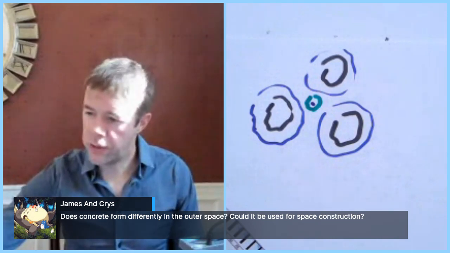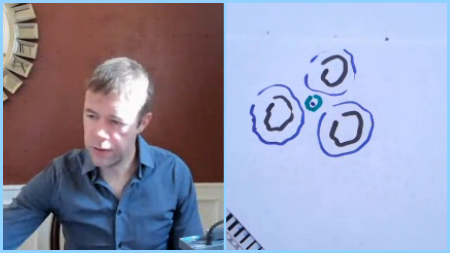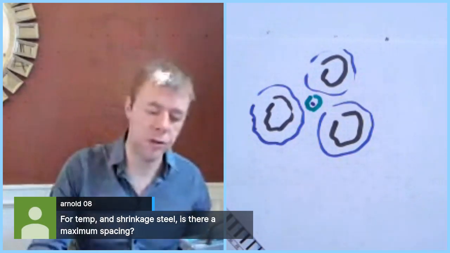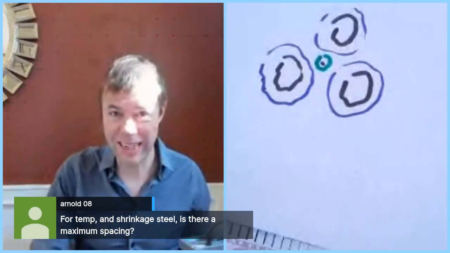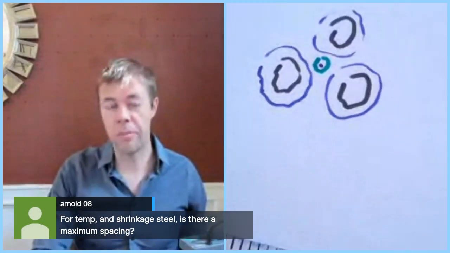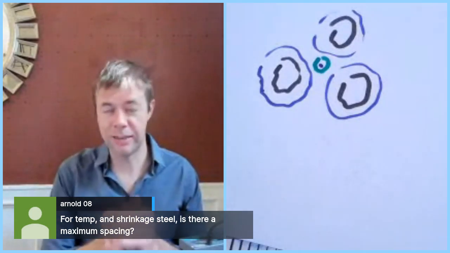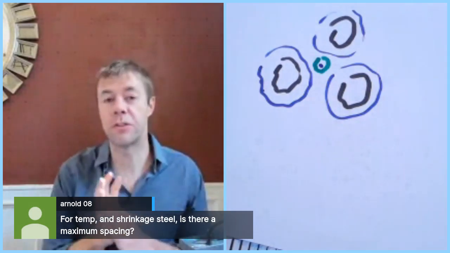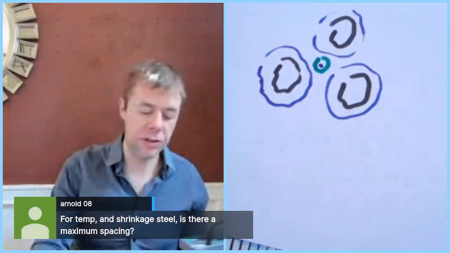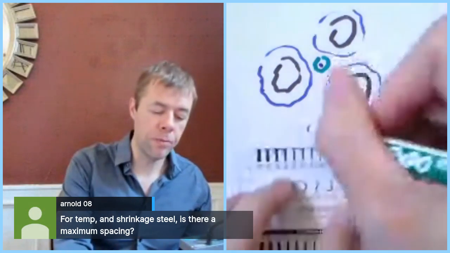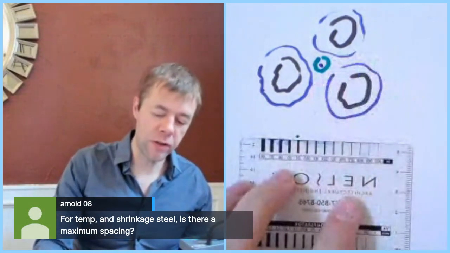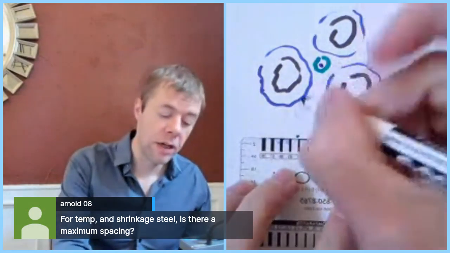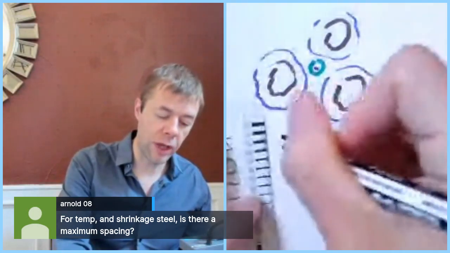Let's see. For temperature shrinkage steel, is there a maximum spacing? Yes, temperature shrinkage steel is used in a slab, and the maximum spacing is about 18 inches on center. That's the maximum spacing you can use on a slab, an elevated slab, is 18 inches. And that's probably not a bad estimate for slab on grade, as in the largest distance you would ever go between rebar would be 18 inches. So we just went from outer space back to earth to slab construction.